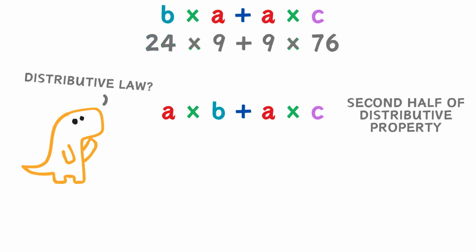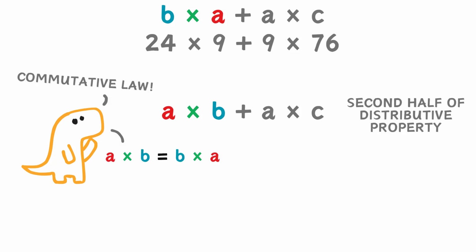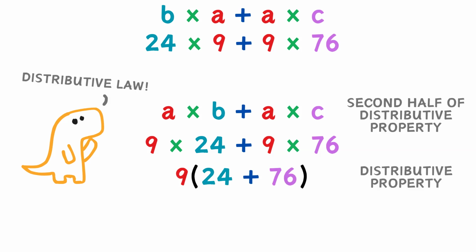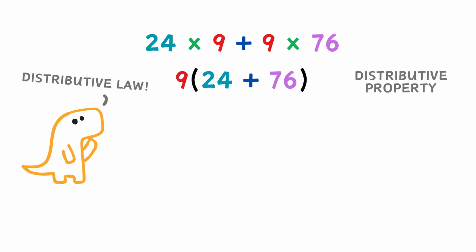Now the only difference here with the second half of the distributive law is that the AB and BA are switched around. But remember, the commutative law of multiplication states AB equals BA. So these are actually the same thing. Another way we could have written our expression is 9 times 24 plus 9 times 76. And according to the distributive law, we could write this as 9 times (24 plus 76).